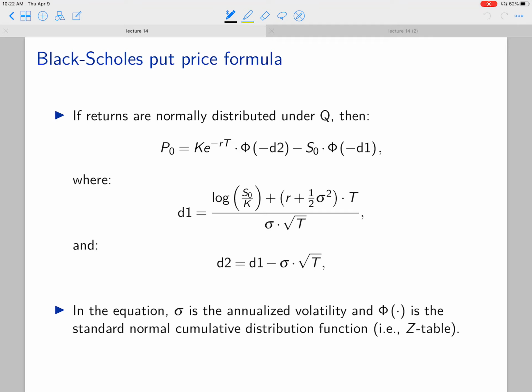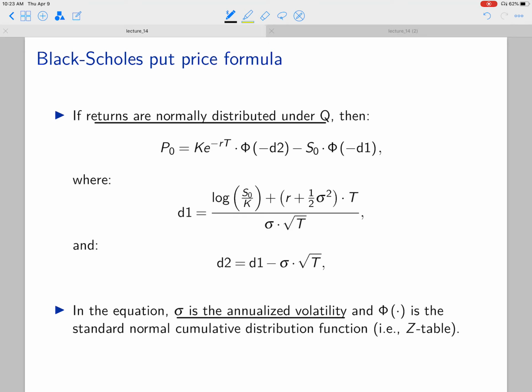There is a non-dividend paying stock S. The price of that stock today is S0 and the future payoff ST is a random variable. The stock has an annualized return volatility of sigma, and the stock's returns are normally distributed under the risk neutral or Q measure. We consider a European put option on this stock with a strike of K and a maturity of capital T. And we want to price this European put option using the Black-Scholes model.